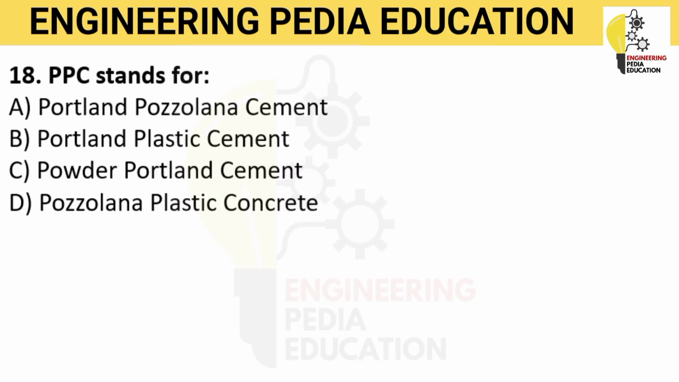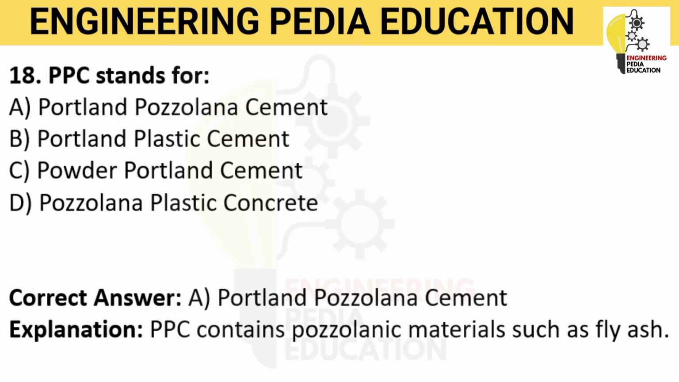PPC stands for Portland Pozzolana Cement, Portland Plastic Cement, Powder Portland Cement, or Pozzolana Plastic Cement. So the correct answer is Portland Pozzolana Cement. Pozzolana cement is a type of cement made by grinding Portland cement clinker, gypsum, and pozzolanic materials such as fly ash, volcanic ash, and calcined clay. The main question arises: what is pozzolana? A pozzolana material is a material containing silica that reacts with lime in the presence of water to form cementitious compounds.